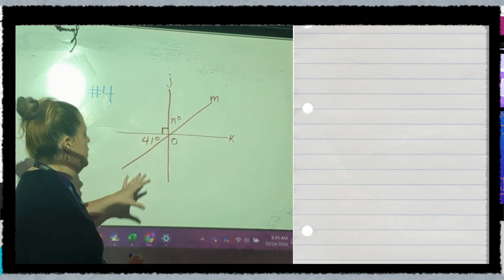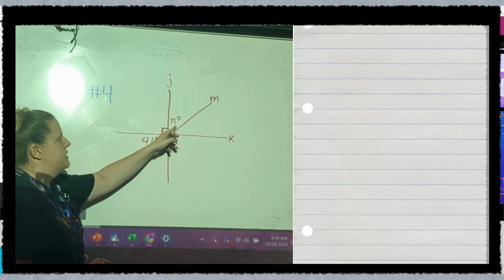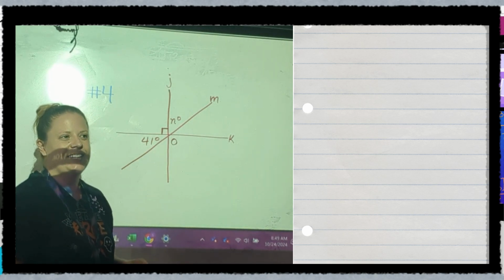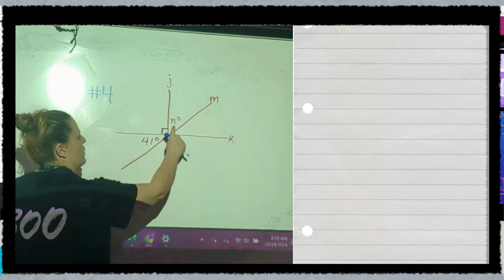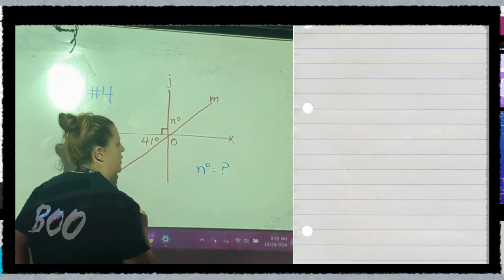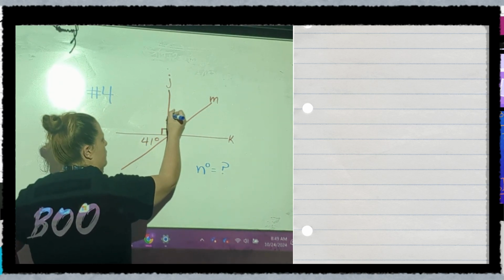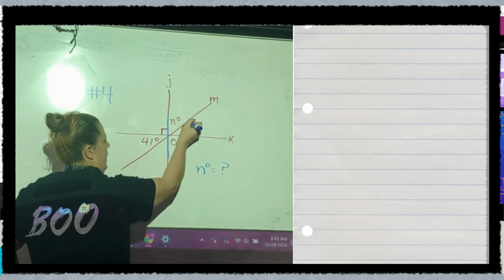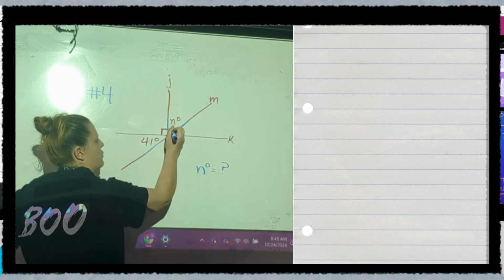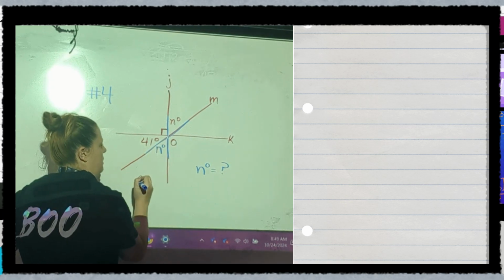So we're given this picture. We're given 41 degrees here, and we know that J and K are perpendicular, so they make a 90-degree angle. We want to find N. I use slightly different numbers, okay? So if we are looking for N, remember if we follow the lines that make N, vertical angles are congruent, so this is also N.